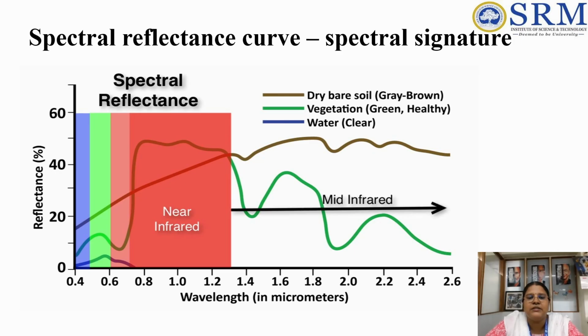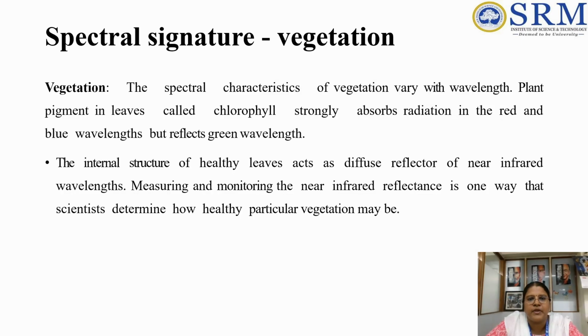And the second one, the green one, is the vegetation. Vegetation has more ups and downs in the reflectance compared to the wavelength of the particular visible spectrum. The third one is the water. Since water is clear, it will have very low reflectance in the visible spectrum. So this is how the different signatures for soil, vegetation, and water are identified.